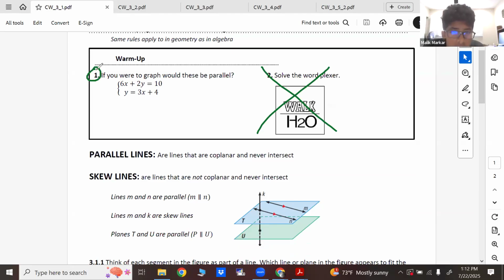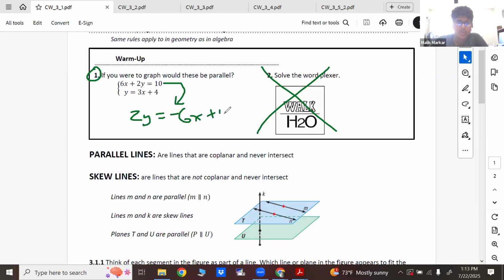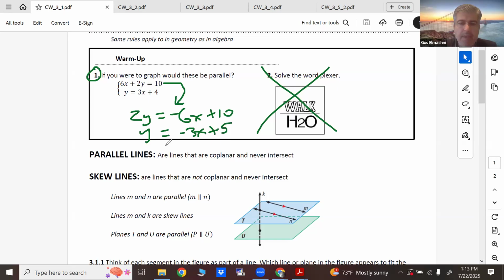I'm graphing that. Actually, hold on. Let me read the question more carefully. If you were to graph, will these be parallel? Okay, I didn't read the question carefully. The answer is yes, they would be parallel. That's because if I get y by itself here, no, I lied. They won't be parallel. Because aren't the slopes different? Correct. You have negative 3x. So the slopes are different, so they'll touch, meaning they're not parallel.